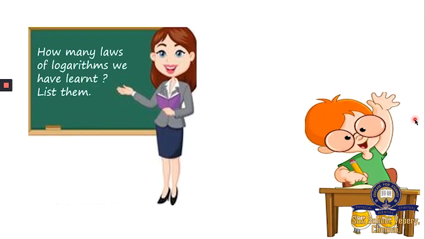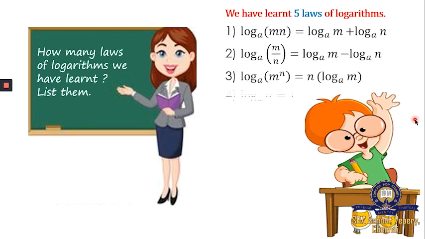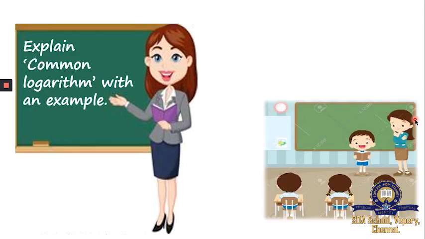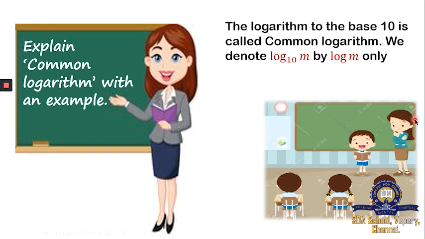So how many laws of logarithms have we learned? Can you list them? Yes, very good. We have learned 5 laws of logarithms. So next question is explain common logarithm with an example. Yes, good. Common logarithm is logarithm to the base 10. So we will denote log m to the base 10 by log m only. So here I've given you an example.